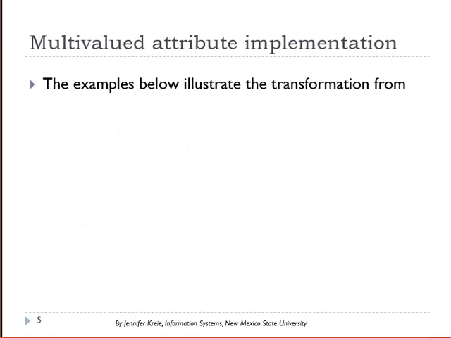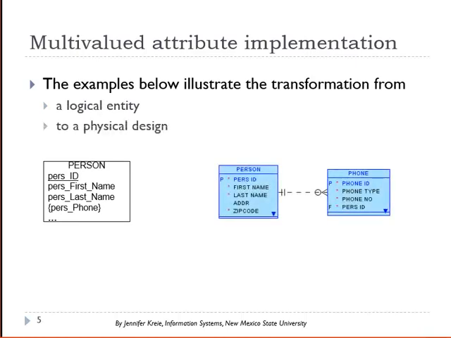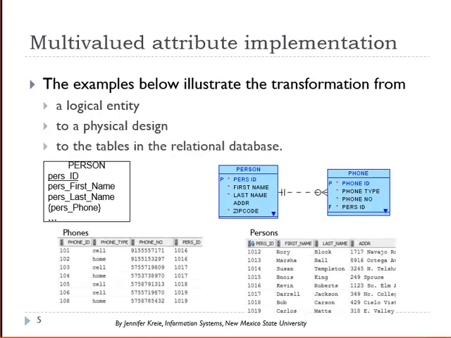So here we have the example of going from the logical entity to the physical design, pushing the multivalued attribute out into its own table, and then an example of the actual tables in the database. So we have our persons table and our phones table, and we can see that Kevin Roberts, pers ID 1016, which we can trace over to the phones table and see that Kevin has two phone numbers, one for cell and one for home.